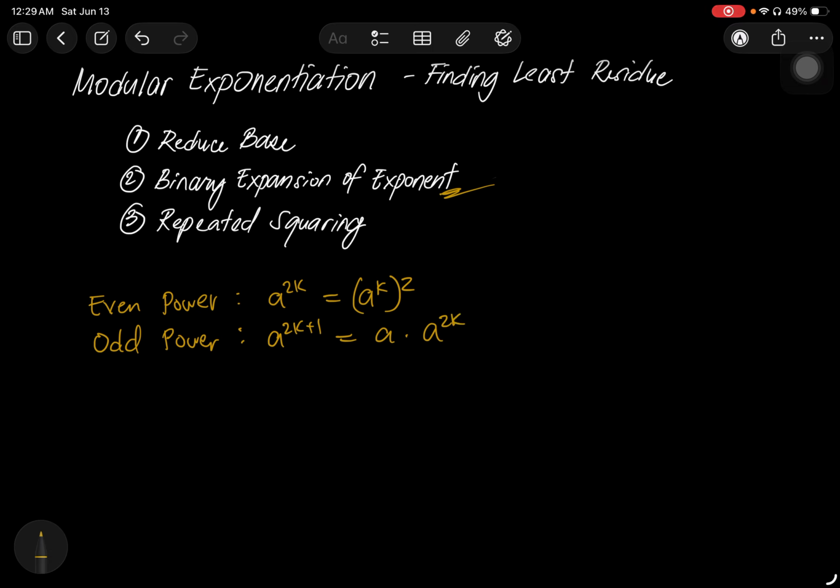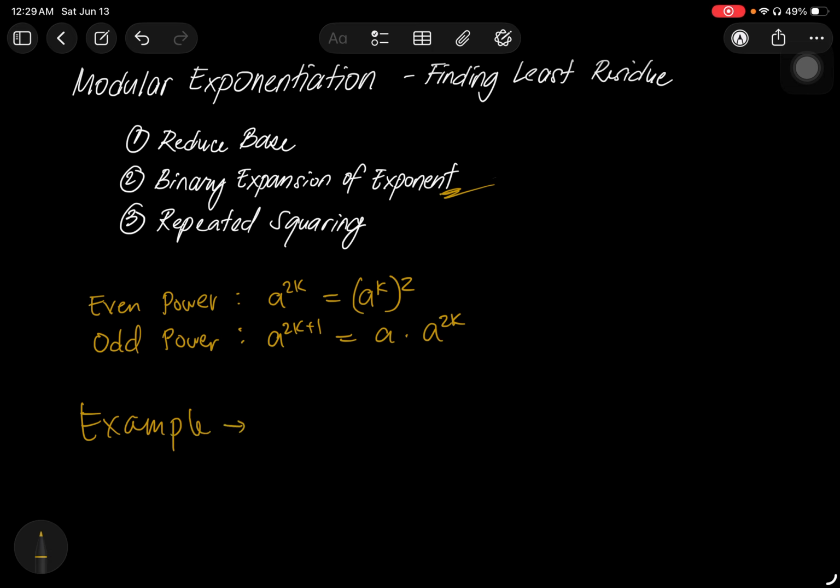So having this, we will now move to the binary expansion of the exponent. For the binary expansion of the exponent, we need to convert the exponent first to a binary number before we proceed with the next steps. So let's now have an example.